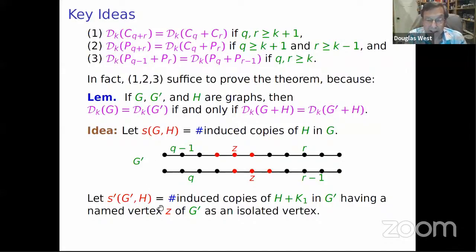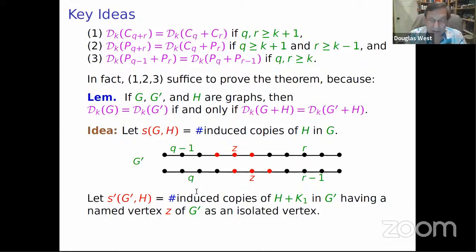Okay, and now what we're going to do is think about the number of induced copies of H plus an isolated vertex in this new graph, where a certain named vertex Z will be an isolated vertex. So anytime you have H plus K1 in this, with Z being the isolated vertex, it means you have H in your original graph G1 that we had. And if this is the isolated vertex, then you have H in the graph G2.